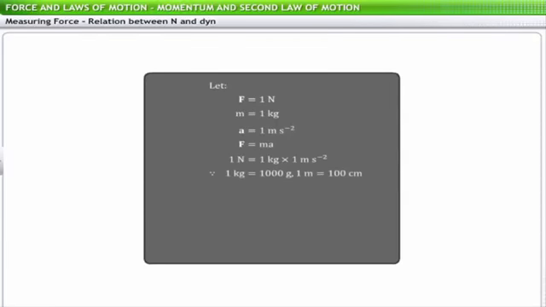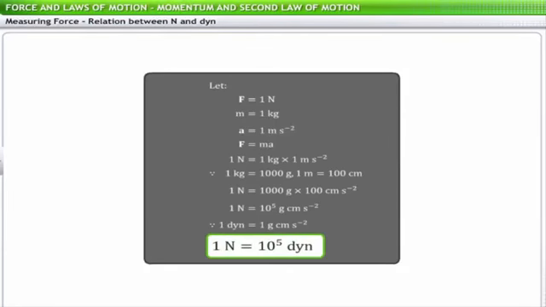Since 1 kilogram equals 1000 gram and 1 meter equals 100 centimeter, 1 Newton is equal to 10 raised to the power 5 gram centimeter per second square. Since 1 dyne is equal to 1 gram centimeter per second square, 1 Newton is equal to 10 raised to the power 5 dyne.